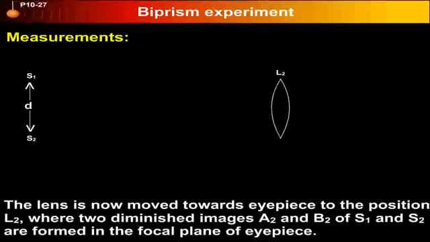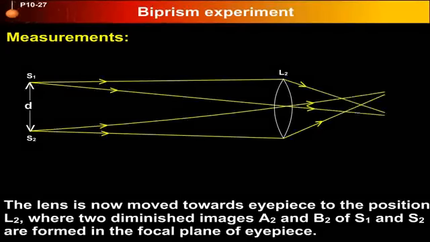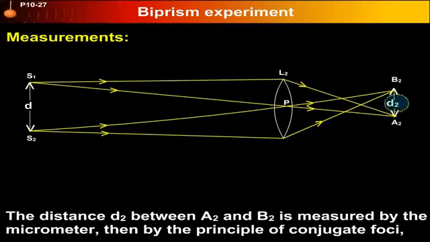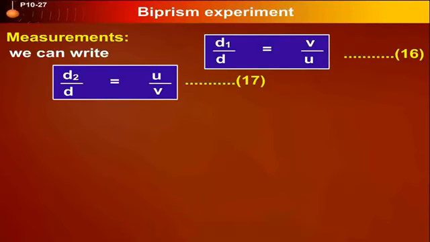The lens is now moved towards eyepiece to the position L2, where two diminished images A2 and B2 of S1 and S2 are formed in the focal plane of eyepiece. The distance small d2 between A2 and B2 is measured by the micrometer. Then by the principle of conjugate foci, we can write small d2 upon small d is equal to u upon v.